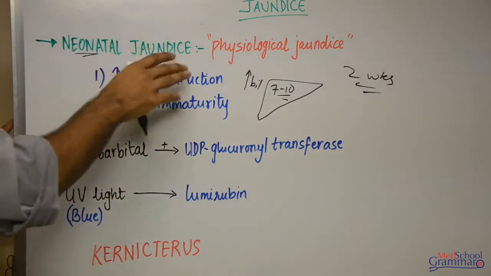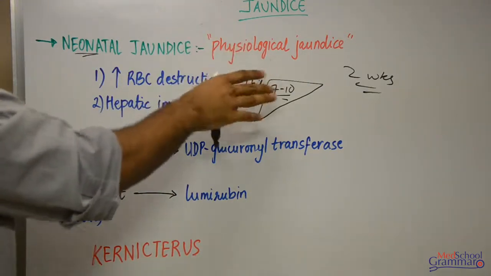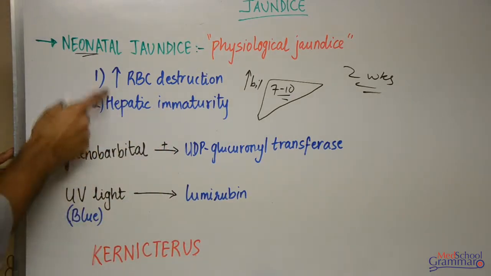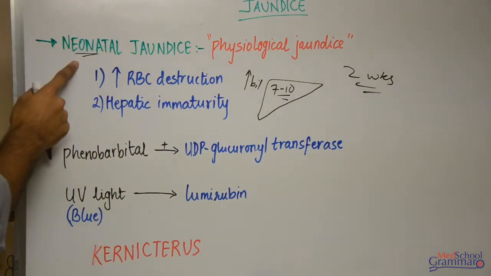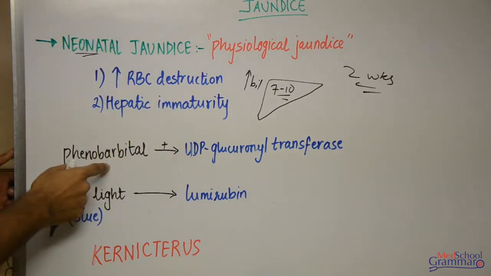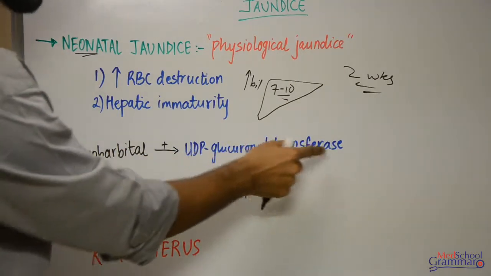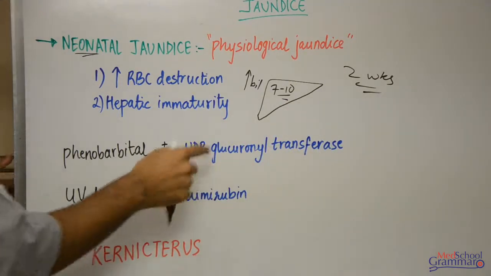Okay, if it doesn't resolve on its own, there are certain things that we as doctors can do. So to prevent the occurrence of neonatal jaundice, we give phenobarbital. It is a drug. Now how this acts is that it increases the activity of UDP glucuronyl transferase. Now this is an enzyme.